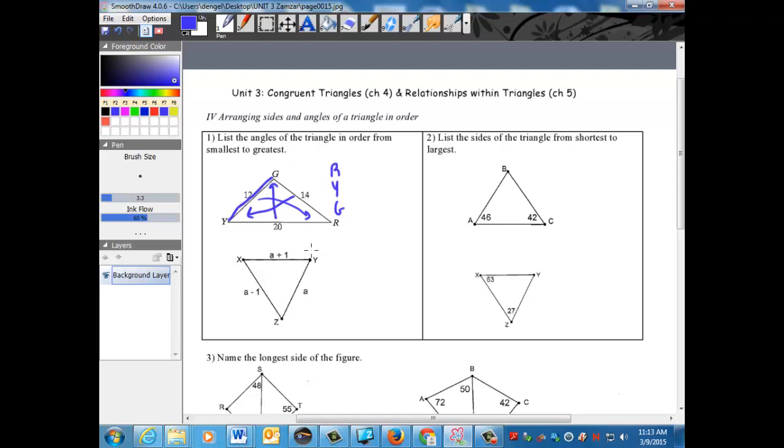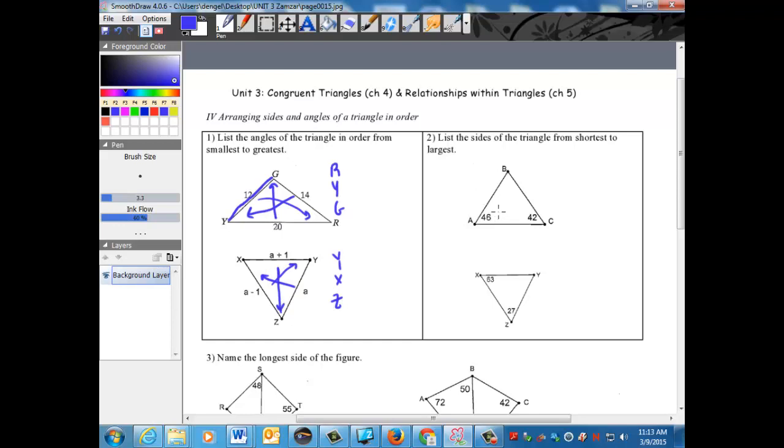Same thing here with A minus 1 as our smallest size, so it has the smallest angle. Middle size would be angle X, and then our biggest angle would be angle Z.